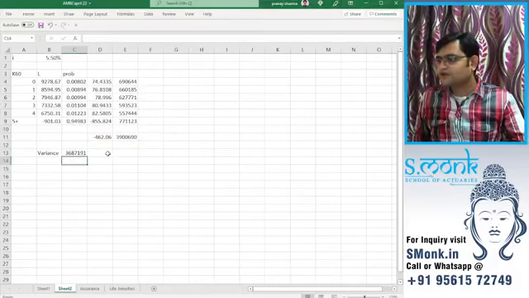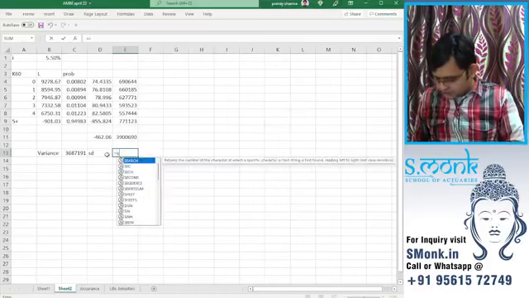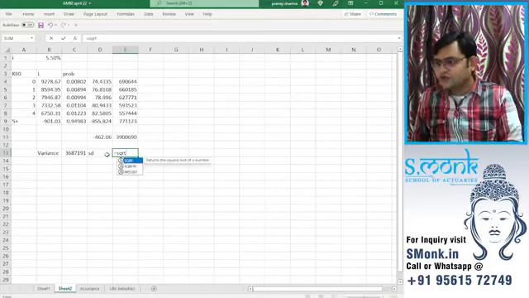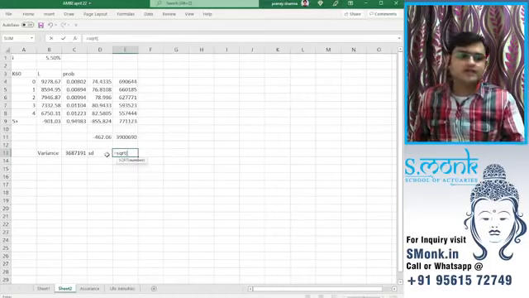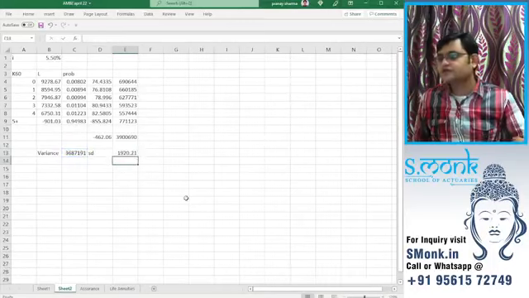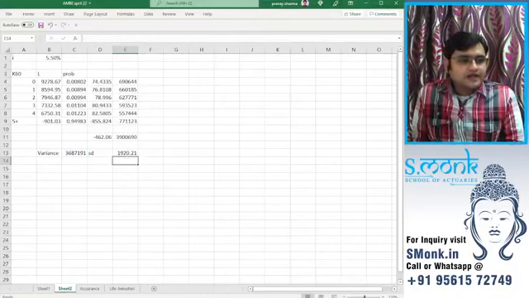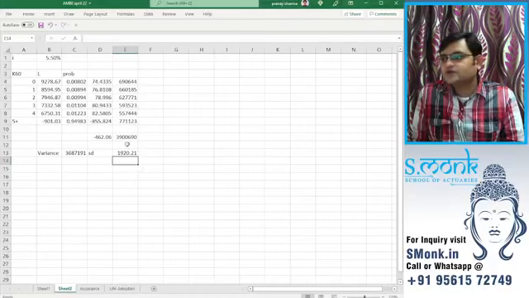Variance will be equal to expected present value squared minus expected present value raised to 2. This becomes our variance. So standard deviation will just be the square root, so equal to SQRT. You can use SQRT for square root, or you can use raised to half. That works, no problem. Square root, close, enter. 1920 is our standard deviation.